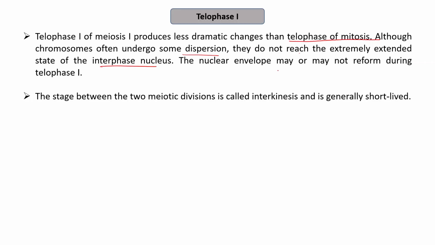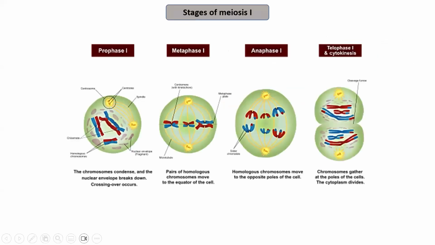The nuclear envelope may or may not reform during the telophase, called the interkinesis, and is generally short-lived. So between two meiotic divisions, the stage is called the interkinesis, and this interkinesis is short-lived as compared to what we see in mitosis. So these are the 4 different stages of meiosis 1.